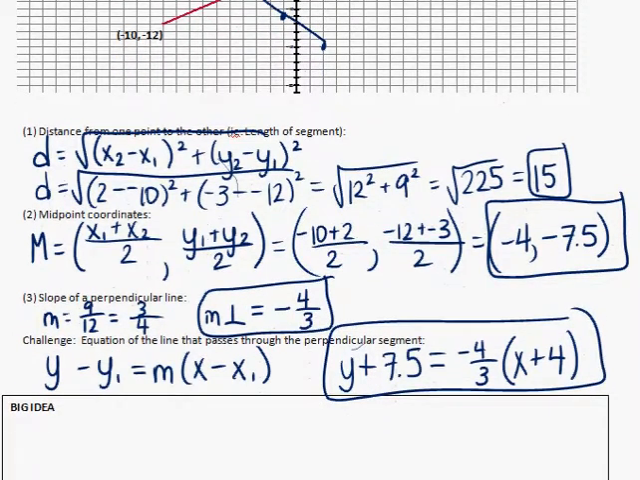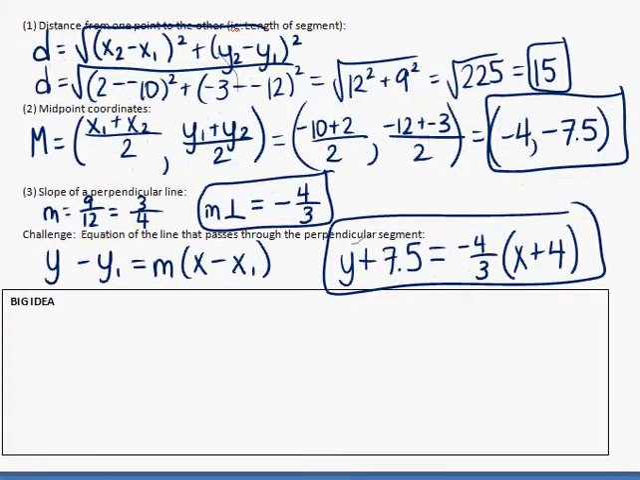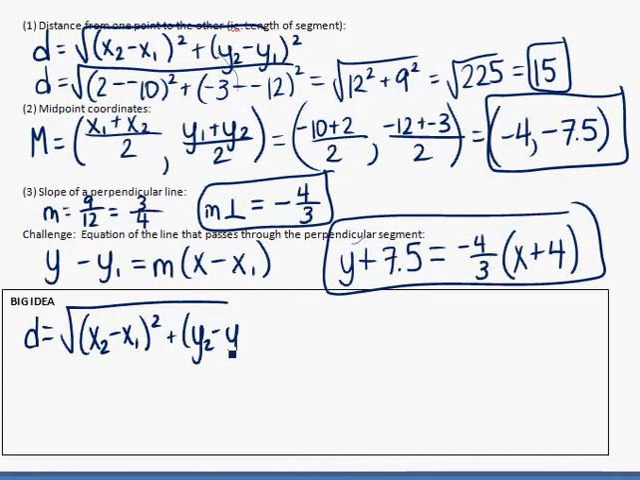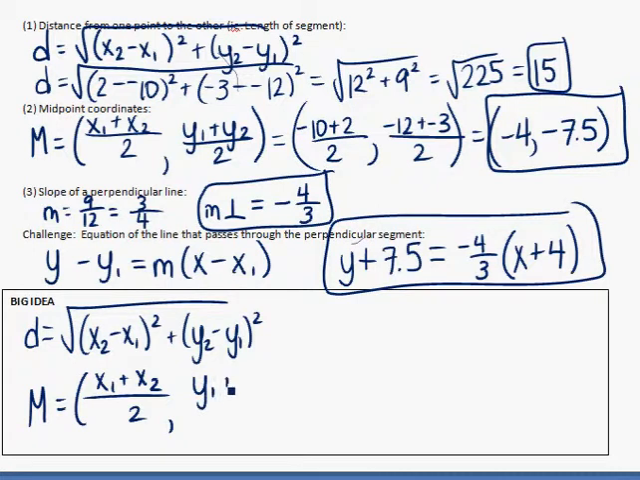In this opener, you saw a lot of different formulas. So before I go, I'm going to summarize what those formulas were for you. There was the distance formula, which was the square root of x2 minus x1 squared plus y2 minus y1 squared. But if you don't feel like using the distance formula, you can always just use the Pythagorean theorem. There was the midpoint formula, which was really just the average of the x's and the average of the y's.